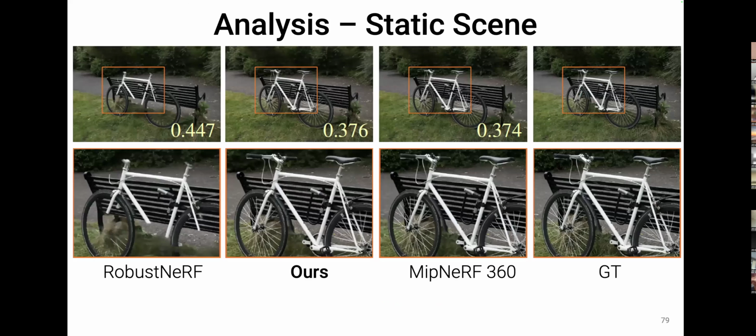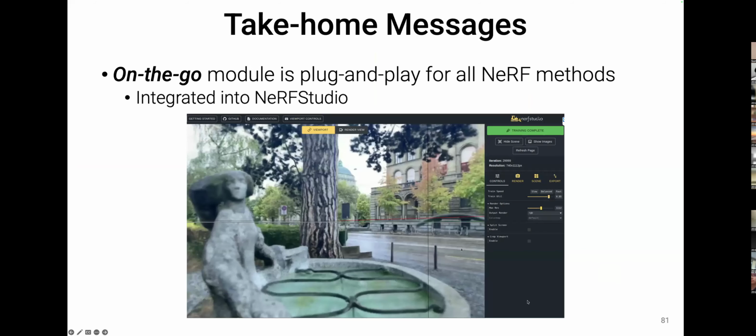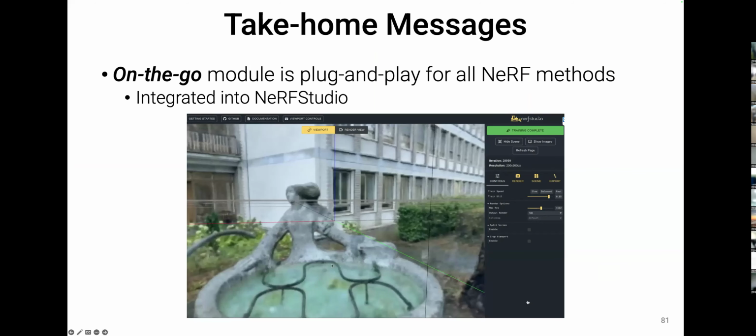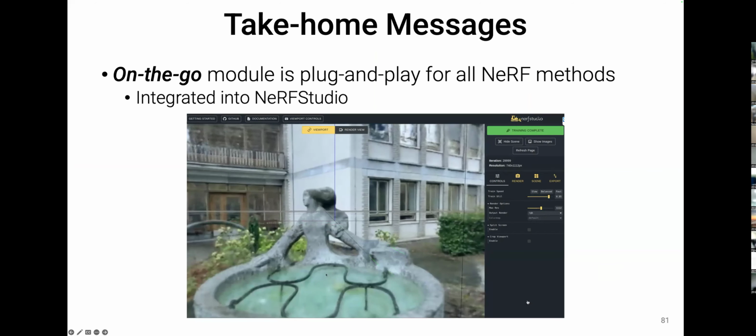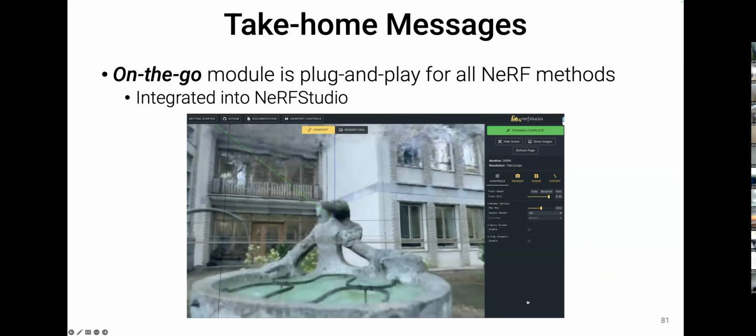Another thing is, what if there are no moving objects at all? Can this still work? As you can see here, Robust NeRF will remove some of the static parts. But in our case, we still keep all the structures, and it's very similar to a completely static method like Mip-NeRF 360. This means our method can be a drop-in replacement for previous NeRF methods. So again, NeRF on-the-go is plug and play for all NeRF methods, and we integrated it into Nerfstudio.